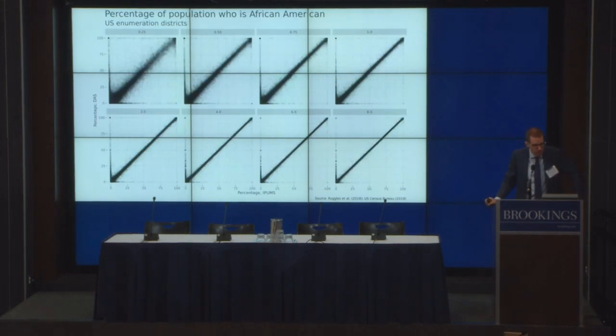This is the percentage of the population who is African American for EDs. Kind of a similar story. Lots of noise getting infused at 0.25. There is a general tendency there, but there's a lot of spread around that identity line. At 8, it doesn't look so bad.